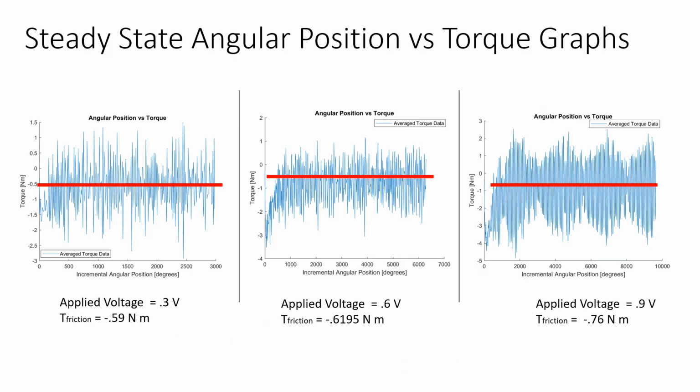Here we have the torque versus angular position graphs of the different experimental setups with the head removed from the engine. We tried 3 different applied voltages as well as 2 different moment of inertia settings, one with 4 flywheels and one with 1 flywheel. So here are the graphs for the 4 flywheels, and similar analysis was done for 1 flywheel.